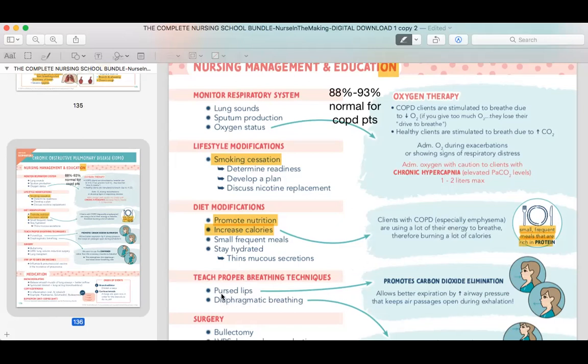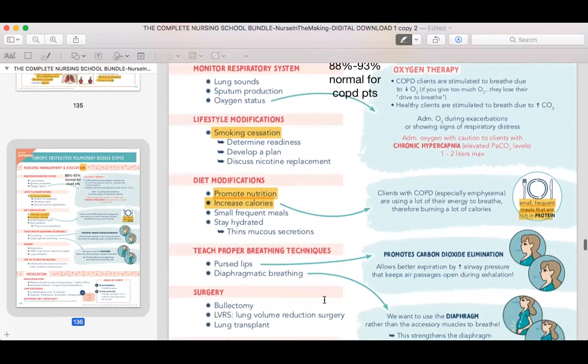Pursed lips right here. Proper breathing techniques. You want to make sure you breathe in through your nose and out through your mouth. It's very, very important to know. It doesn't show it here, but on ATI, it states breathe in through your nose and out through your mouth. Pursed lips.